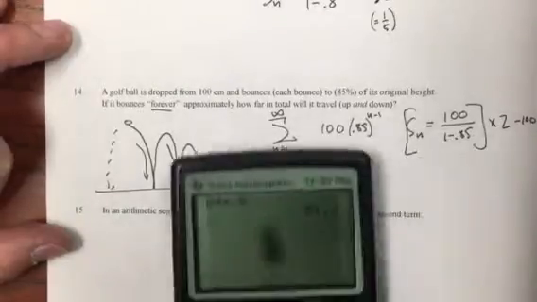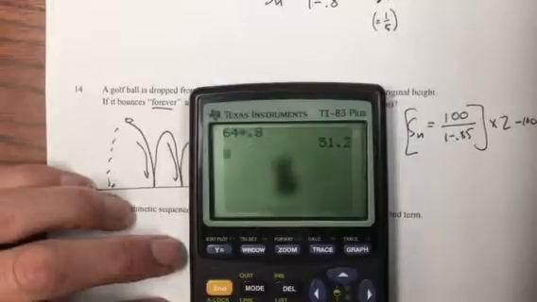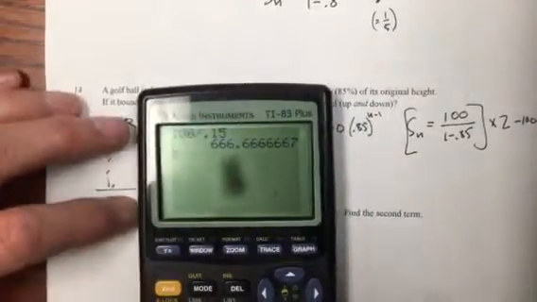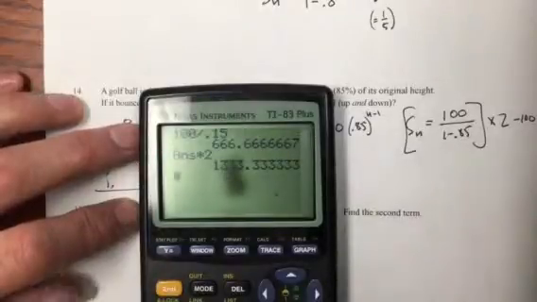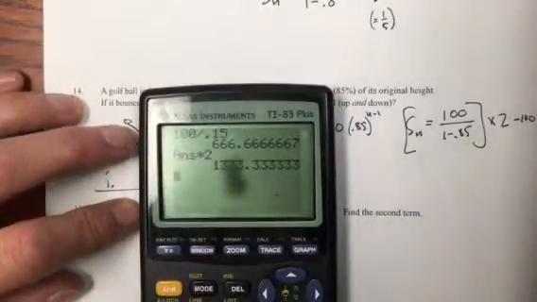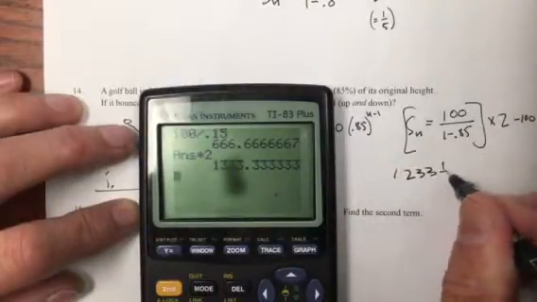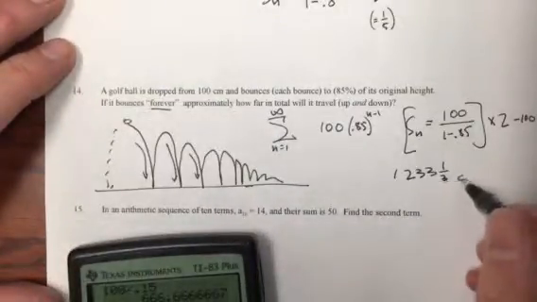So show all your work. If you don't get that perfectly and you've done the first half of it, you will of course get major credit. So what is that? Then that's going to be 100 divided by 0.15. Okay, that's 666 repeating, and then times 2 is going to give me 1,333 and 1/3, and when I take away 100, it's 1,233 and 1/3. Okay, centimeters, all right.